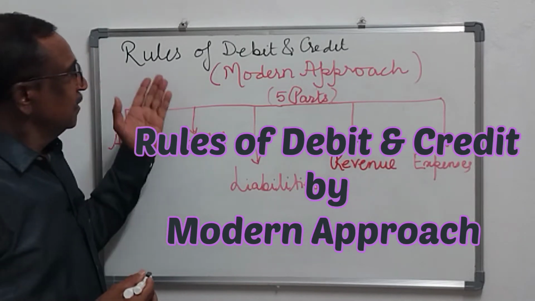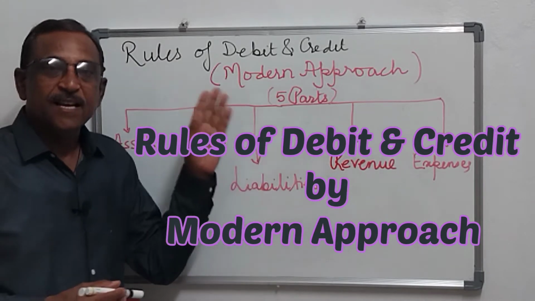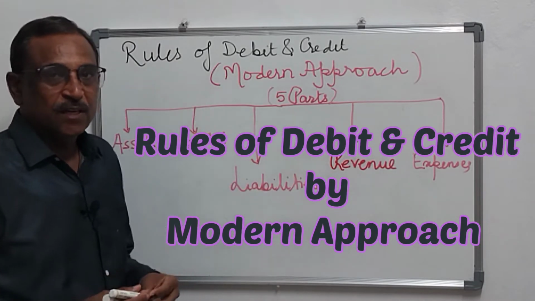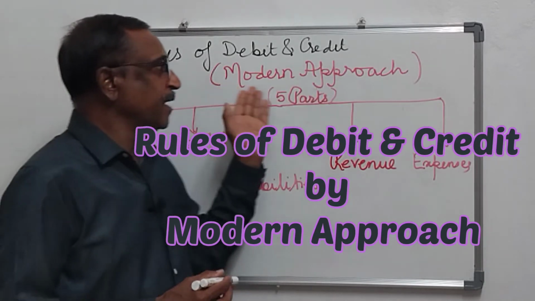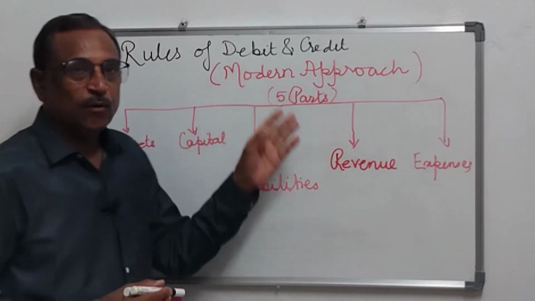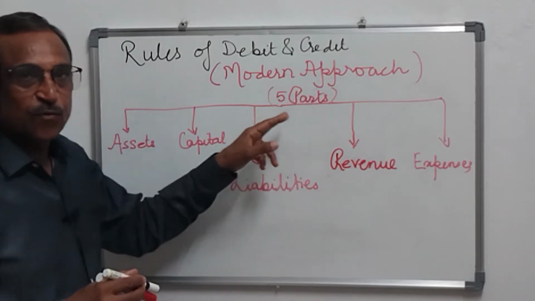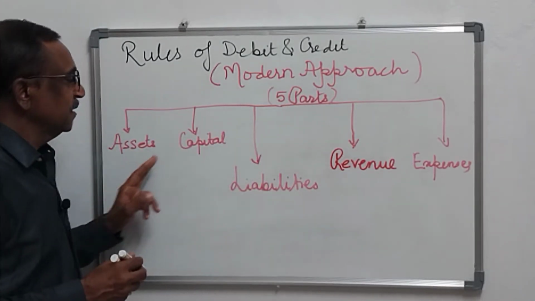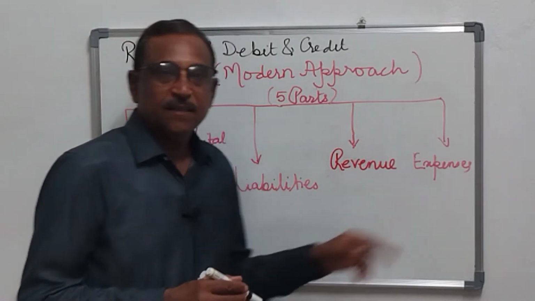And last time we had studied about rules of debit and credit as per the traditional approach. Today we are going to learn rules of debit and credit by modern approach. So according to the modern approach, the accounts can be classified into 5 parts, and these 5 parts are assets, capital, liabilities, revenue and expenses.